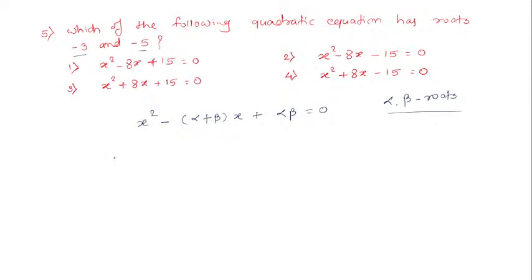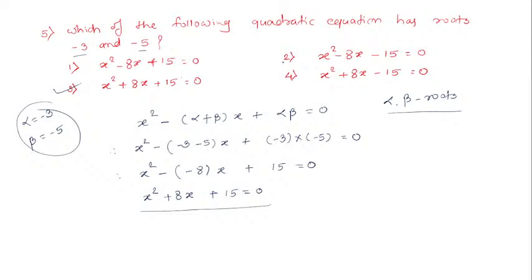To find that equation, we only have to substitute alpha and beta by the given values. So here we'll write x square as it is minus (alpha plus beta). Let's call alpha as minus 3 and beta as minus 5, as these are the 2 roots given. So instead of alpha we should write here minus 3, plus minus 5, into x plus alpha into beta, that means minus 3 into minus 5, and that is equal to 0. Without going through the alternatives, we must use this formula to find the equation.